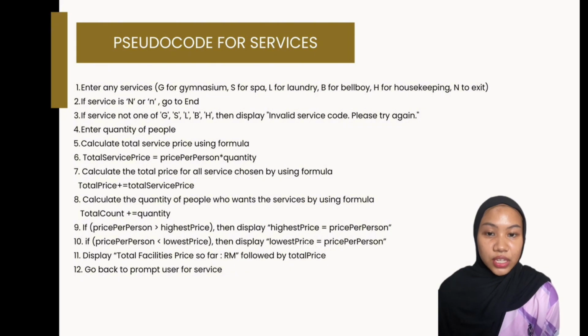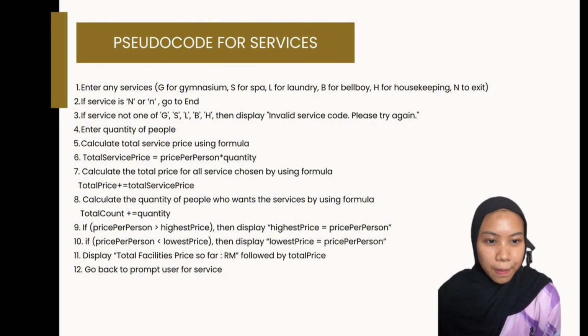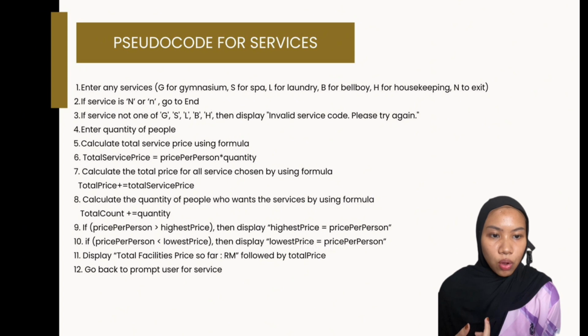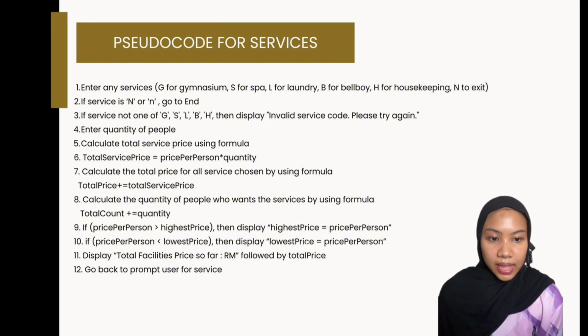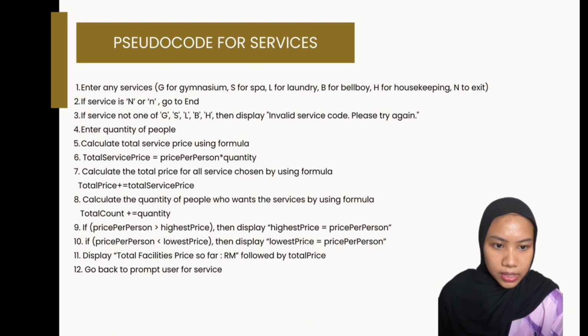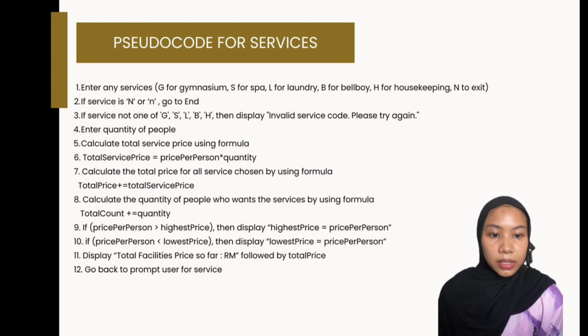Next, if service is not one of the uppercase G, S, L, B, or H, it will display invalid service codes. Please try again. Then, if the code has been entered correctly, it will ask for quantity of people. Then, it can calculate the total service price by using the formula: total service price equals price per person multiplied by quantity.